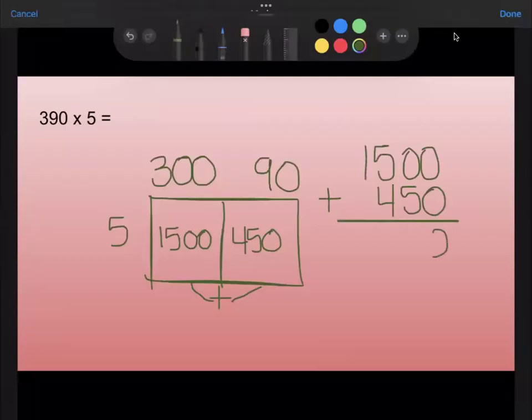0 plus 0 is 0. 0 plus 5 is 5. 5 plus 4 is 9. And 1 plus nothing is 1. So my final answer here should be 1,950.